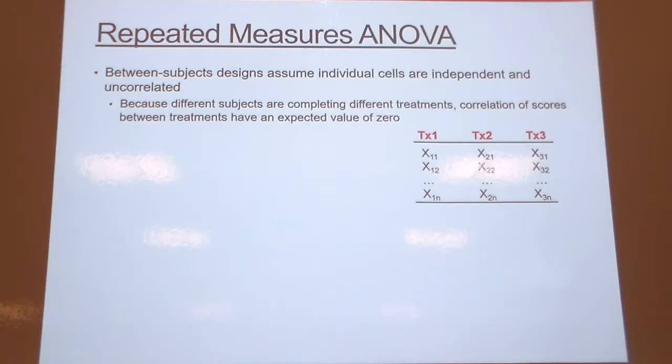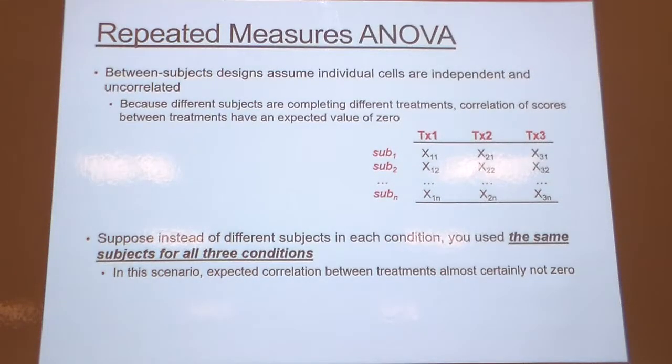And so what we're assuming here is that because we've got different people doing different treatments, everybody's their own person, the correlation of scores between treatments is expected to be zero. So scores aren't going to be correlated with one another because they're completely different people in completely different places doing completely different things, right?